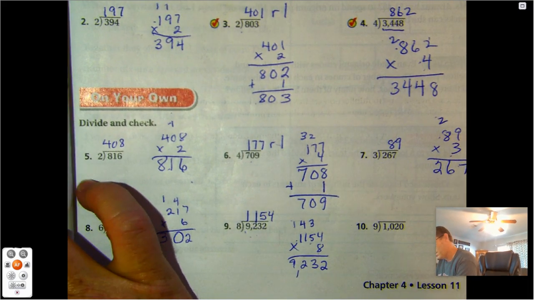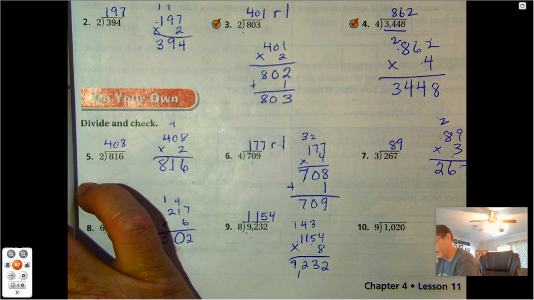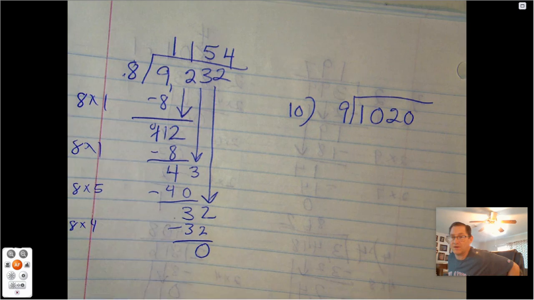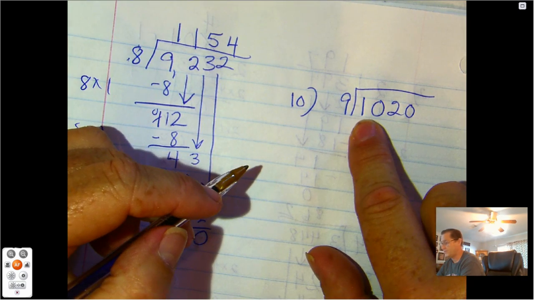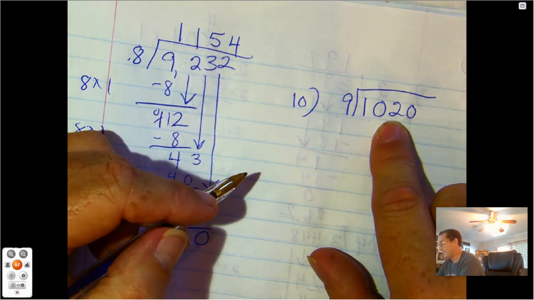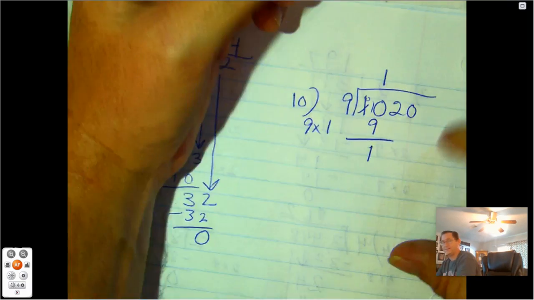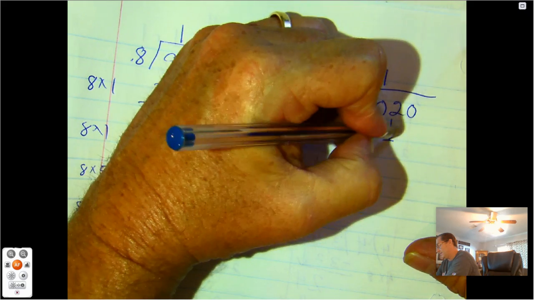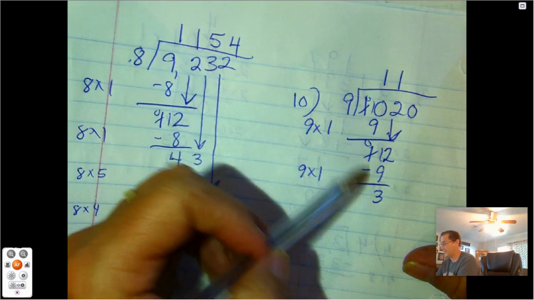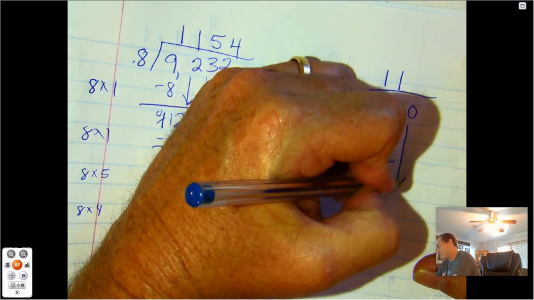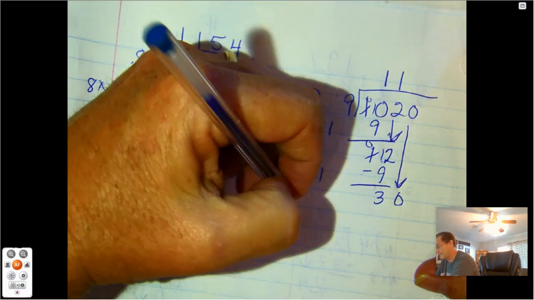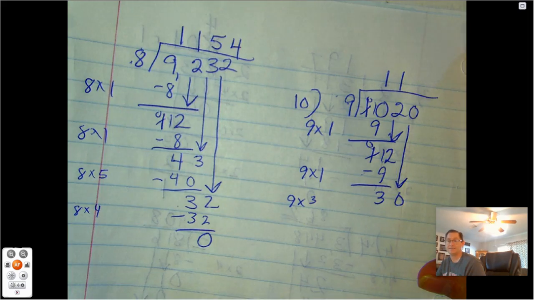1,020 divided by 9. I can't share 1,000 equally into 9 groups, so I'm going to trade the 1,000 for 10 hundreds. And 10 hundreds can be shared into 9 groups, 1 time each. So 9 times 100 is 900, and that leaves me 100. I can't share that equally with 9 groups, so I'm going to trade that for 10 tens plus the 2 tens I already have. 9 times 1 again. That leaves me 3 tens. I can't share 3 tens with 9 groups, so I'm going to trade those for 31 ones plus 0 ones that we already had.